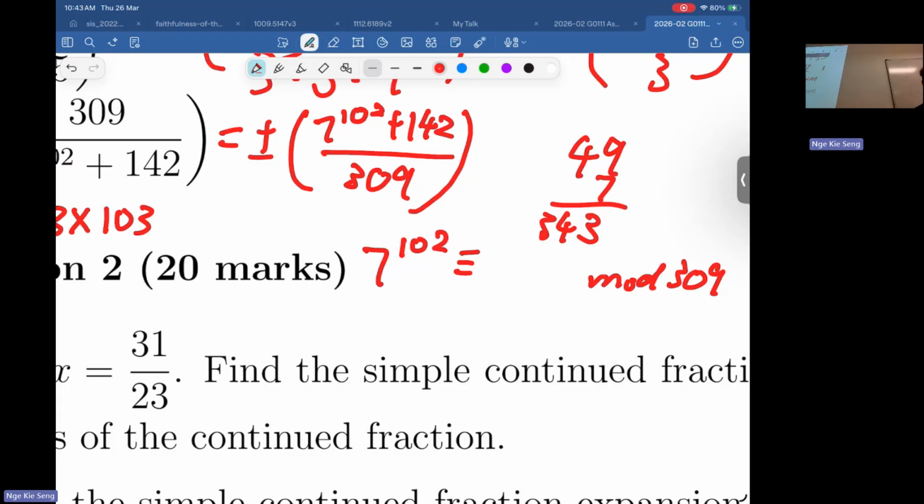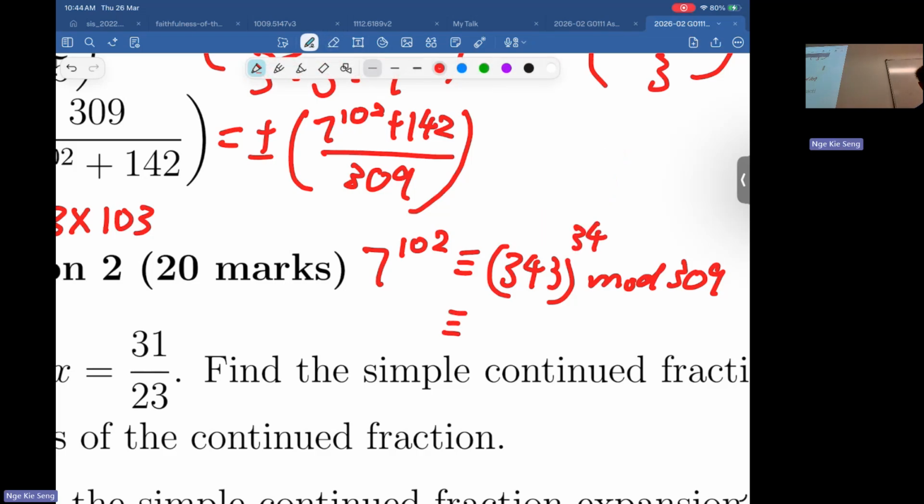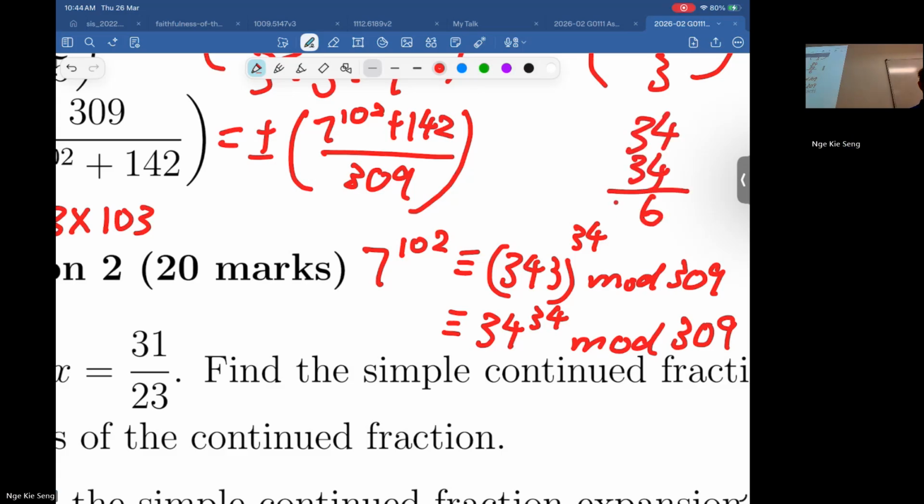Like this, 343. So 343, maybe divide by 3, you get 34. Wow, so many 34 pops out. So this one will be congruent to 34. Wow, 34 pops up again. Crazy number, huh? Can we reduce again? Is this right? So 34 squared is what? What's 34 squared? Easy to compute right here. Sorry, 1156. So this one becomes 17. No?